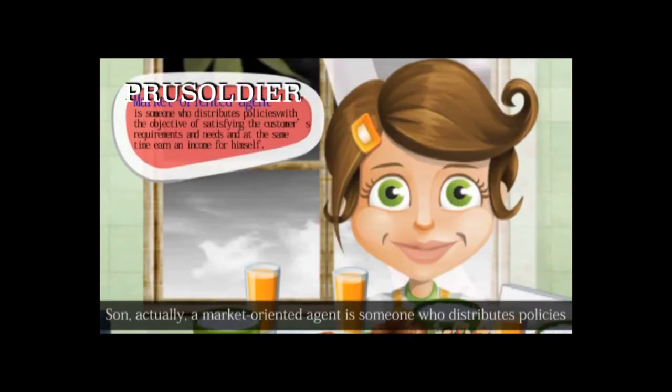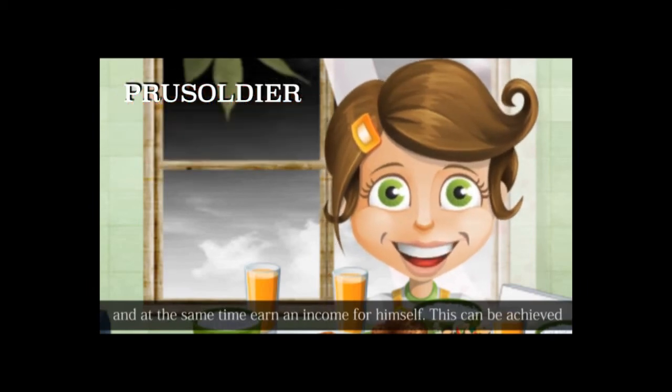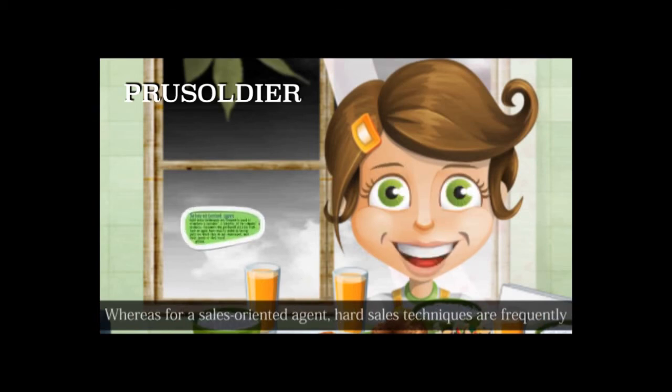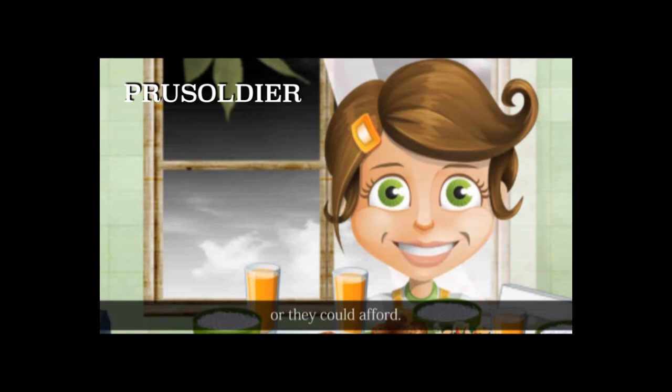Son, actually, a market-oriented agent is someone who distributes policies with the objective of satisfying the customer's requirements and needs and at the same time earn an income for himself. This can be achieved through the use of sales plans, where sales goals, strategies, and objectives are coordinated with market analysis, segmentation, and targeting. Whereas for a sales-oriented agent, hard sales techniques are frequently used to stimulate a customer's interest in the company's products. Customers who purchase policies from such an agent have usually ended up buying policies which they do not understand, meet their needs, or they could afford.